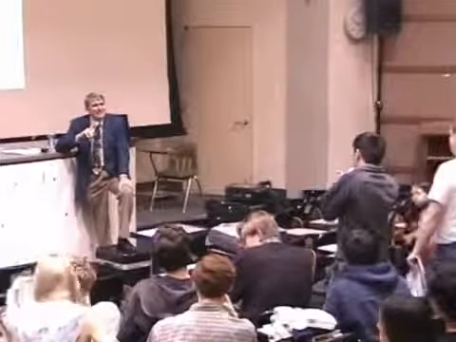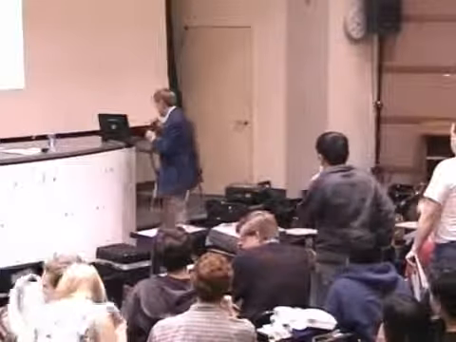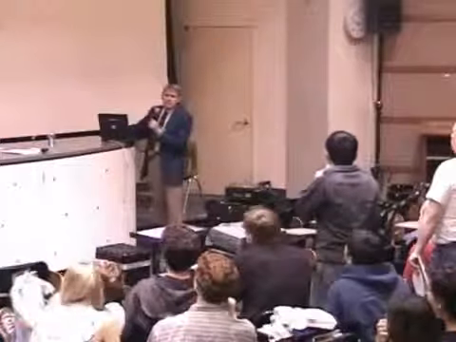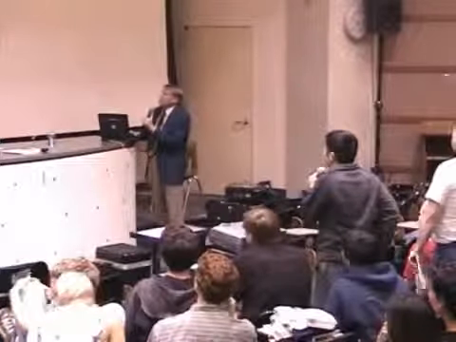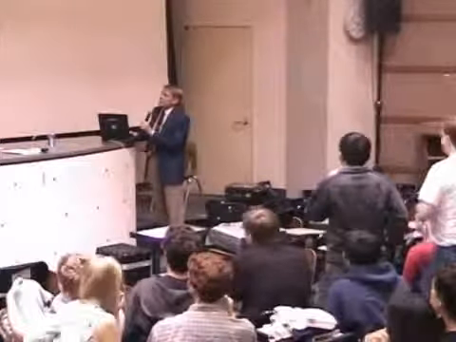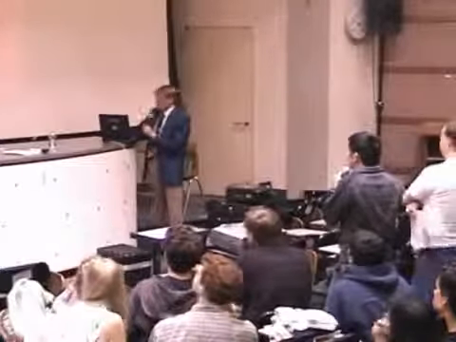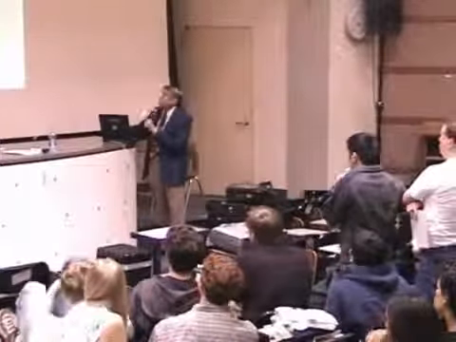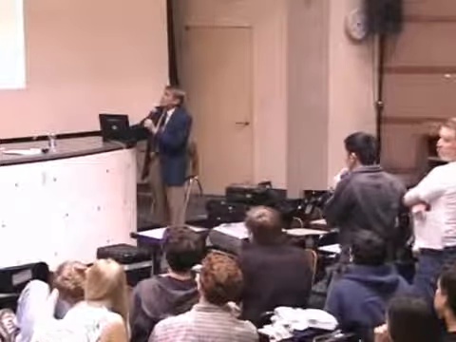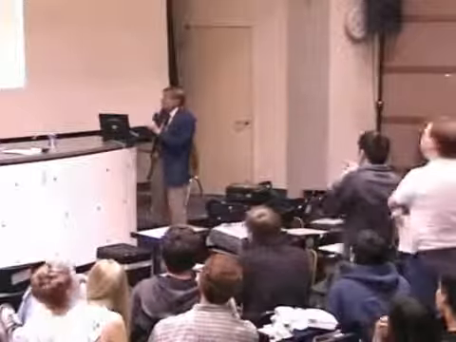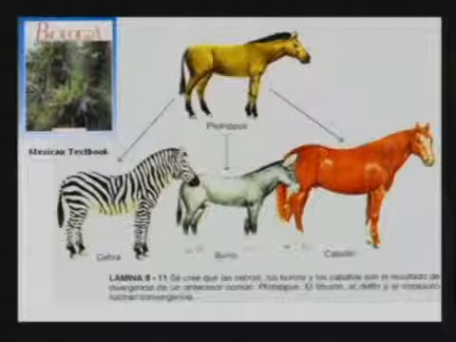Could you go back to the slide where you pointed out the horses? The horse evolution? Or the variation in species, I guess. Variations happen, but they have limits. There's a variety of horses. Right. So, are you saying that those are the same kind?